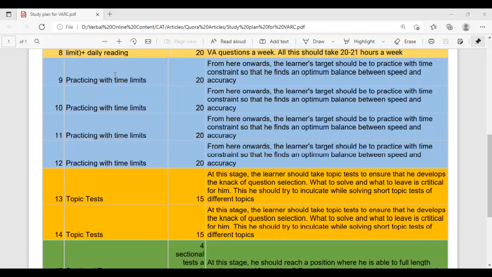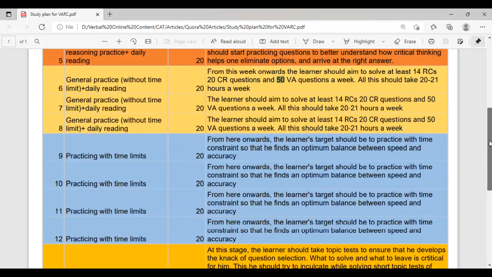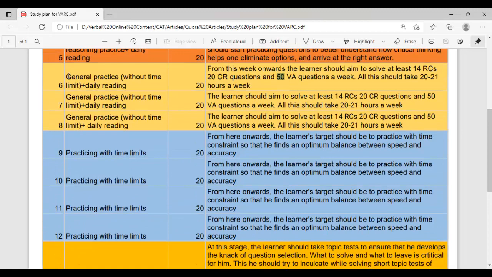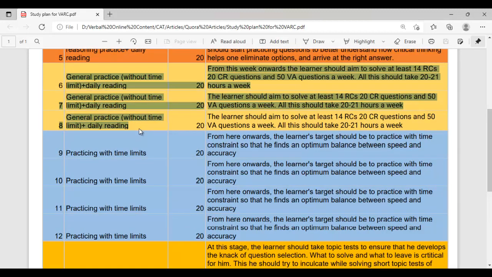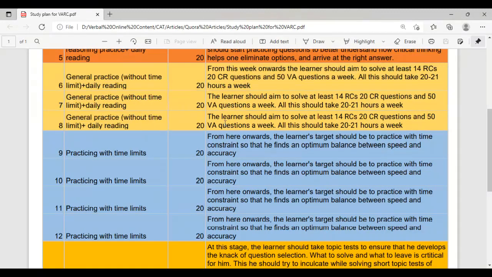There's a difference between practicing without time limit and practicing with time limit. When you are practicing without time limit, it means that you don't give any sort of time constraint. You try to give as much time as possible and try to get the questions correct. So the focus here is accuracy. And when you come to the time limit part, you are practicing with a time constraint, and you try to strike a balance between speed and accuracy.